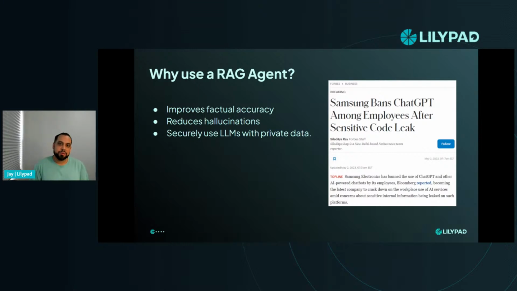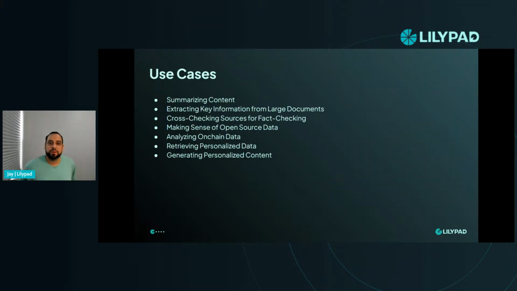So for these three reasons, this is why you would want to use a RAG agent. Improving your factual accuracy, making sure you're only relying on facts, data, and truthful information. Reducing hallucinations, reducing the probability that it's going to make something up completely. And then, of course, securely using LLMs with your private data. You can give it access to your private data, but not necessarily give that data to other people in the public. So let's talk about some use cases.